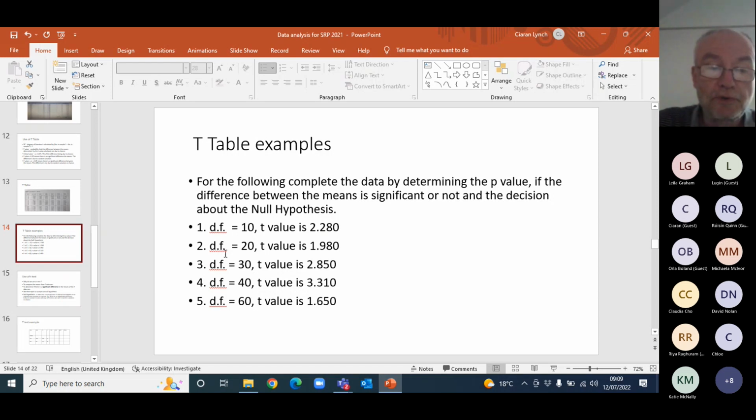Okay. For degrees of freedom of 20, if I go across there to try to find 1.980, then I see on the first column 1.725, but my figure is bigger than that. The next column 2.086, and my figure is smaller than that. So it's in between 1.725 and 2.086. So my p-value is greater than 0.05 and less than 0.1. My decision is there is no significant difference between the means because it's greater than 0.05. And my decision about the null hypothesis is I would accept it.